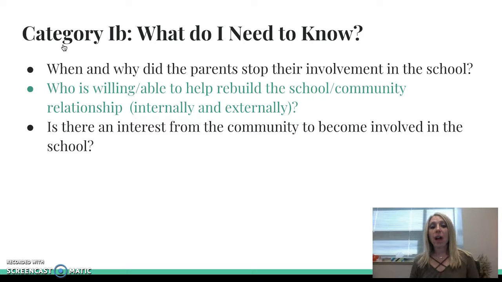I also need to figure out who is willing and able to help rebuild this school community relationship, both internally and externally. Which staff members are willing to reach out and help network with and to bring community members in, and what community members are willing to reach out to other neighbors and people in the community and get them more involved in the school? And I also need to find out, is there even an interest from the community to be involved in the school?